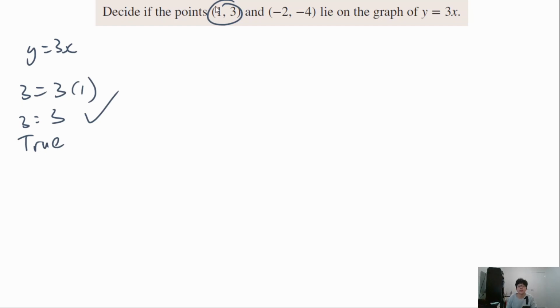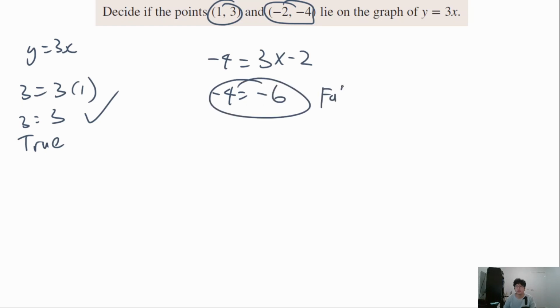Let's try the next one, (-2, -4). We're going to substitute these points in again. x is -2 and y is -4. So that gives me -4 equals 3 times -2. This is saying -4 equals 3 times -2, which is -6. This isn't true. That is false. So that means this point, (-2, -4), does not lie on the graph of y equals 3x.